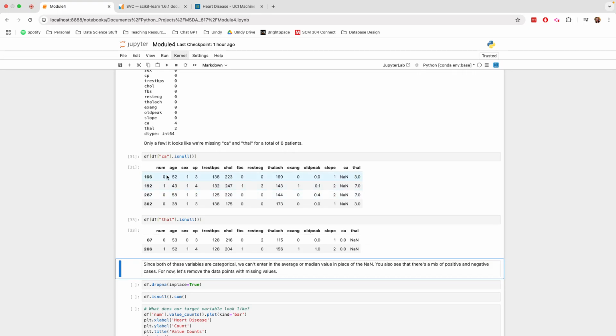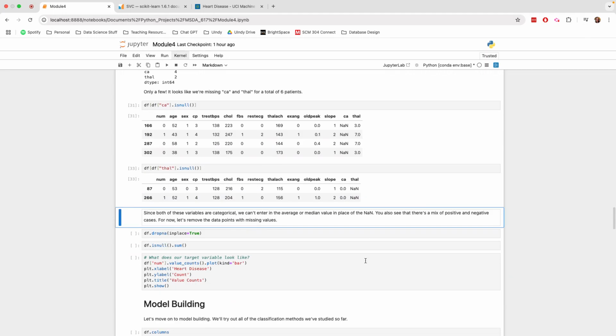Because I'm looking at this and it's a mix of heart disease and not heart disease, it gives me pause. Should I throw out the data? Should I keep it in? I'm a little worried because I wonder if these values are actually really important. So my gut instinct is I'm going to take these out. It's only 6 rows out of 303. I just have a feeling I'm going to need these later. They're going to be important. I'm going to take them out.